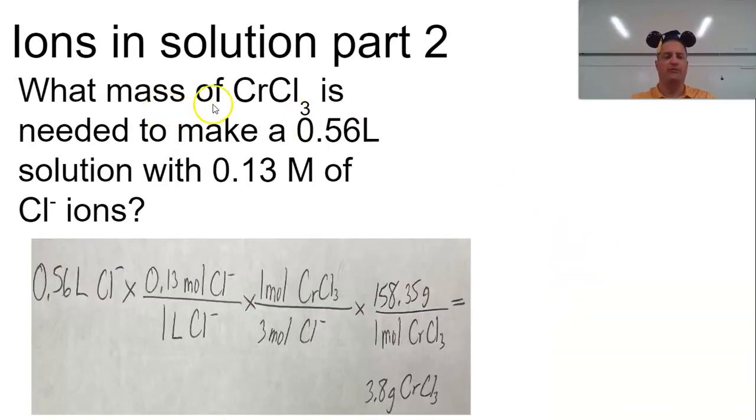Last one. What mass of this is needed to make 0.56 liters of a certain concentration of chlorine ions? This one's a little more straightforward. So I know I'm going to need 0.56. Here's my molarity. That'll tell me my number of moles of chlorine ions. For every 3 moles of this, I need 1 mole of that. 1 mole of this is so many grams. Therefore, do my math. My significant figures, I started off with 2 sig figs. I end with 2 sig figs with 3.8 grams of chromium 3 chloride.